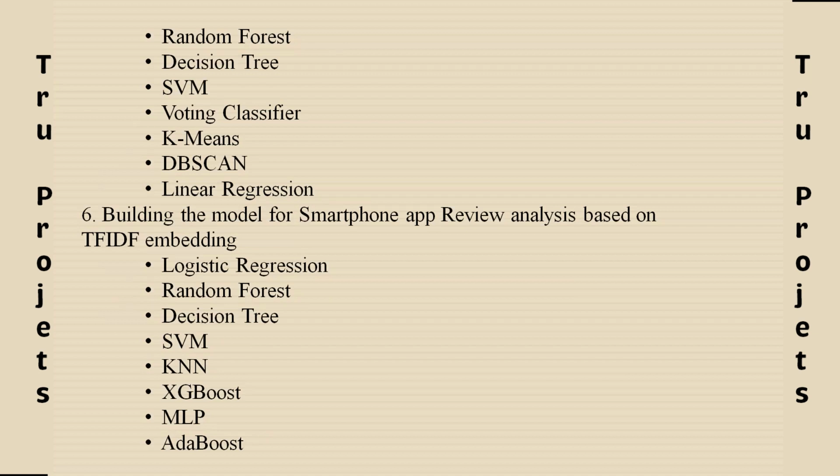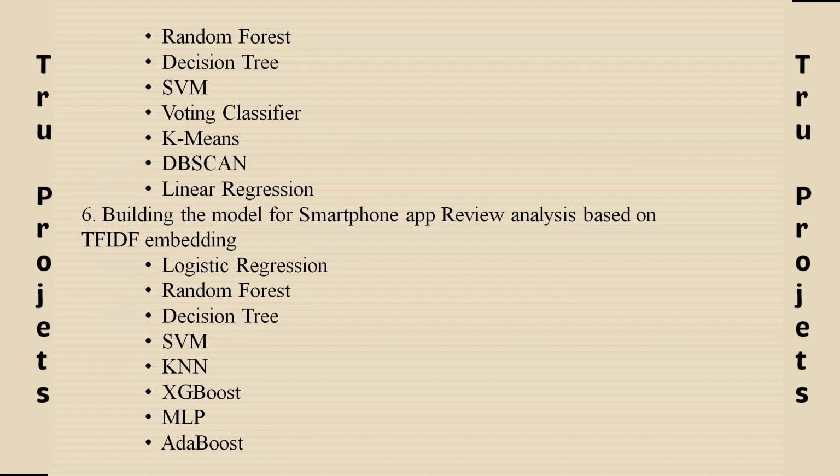Logistic regression. Logistic regression is a statistical model used for binary and multi-class classification. Logistic regression is employed to classify user reviews into sentiment categories, positive, negative, or neutral, in order to understand app review sentiment. Random forest. Random forest is an ensemble learning method that combines multiple decision trees for classification and regression tasks. Random forest helps in capturing complex patterns in user reviews and improves sentiment analysis accuracy.